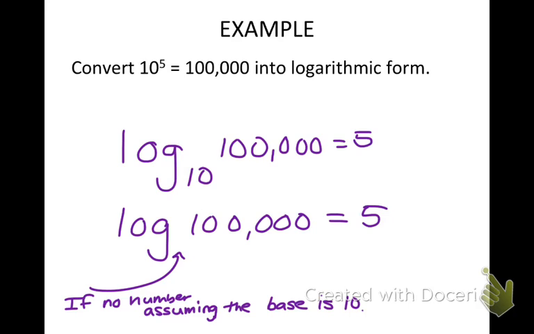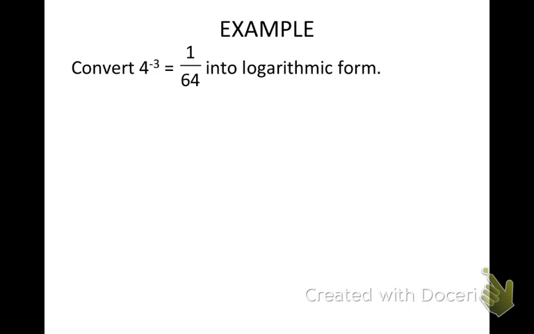All right, so we've got our conversions. Let's do one more. If I had 4 to the negative 3rd power equals 1/64th, that would be log base what? Log base 4, the number attached to it would be 1/64th, is equal to negative 3. So 4 to the negative 3 power is 1/64th.